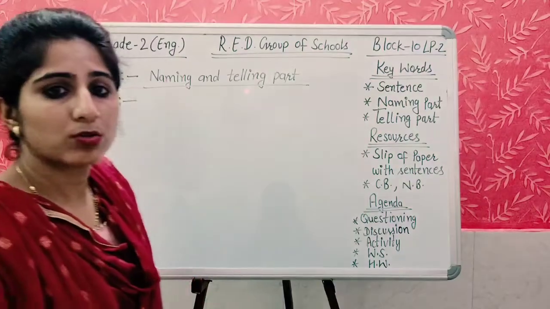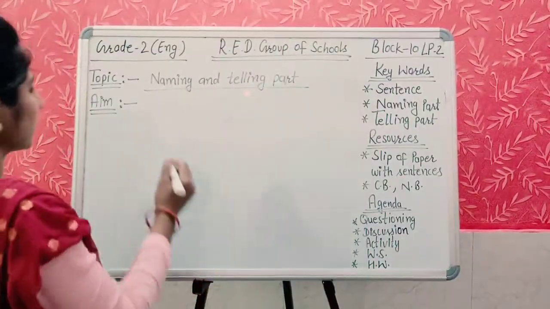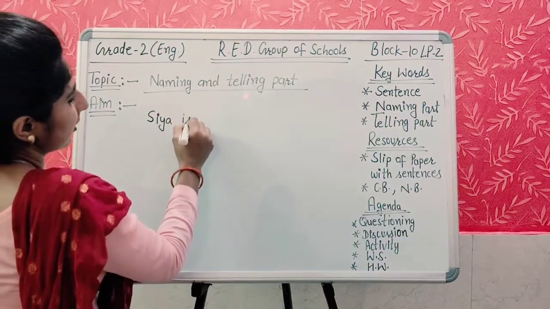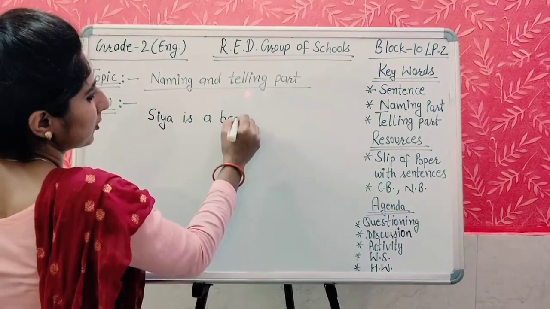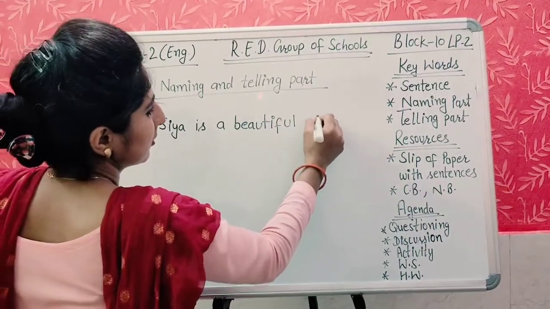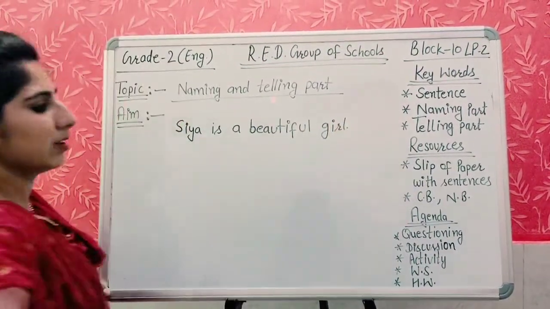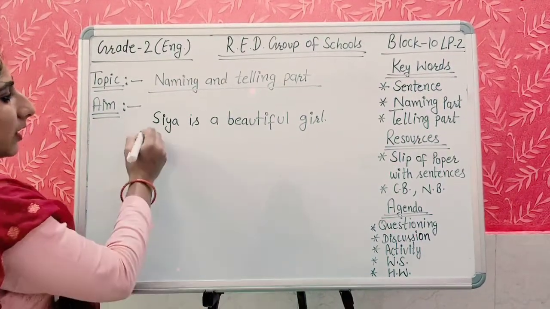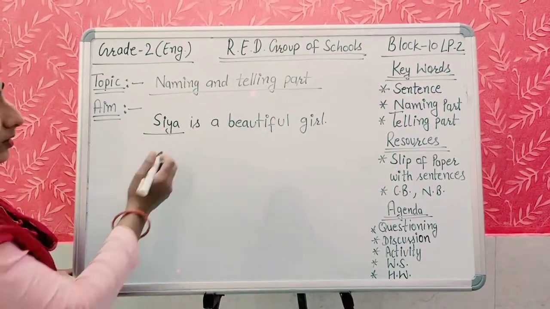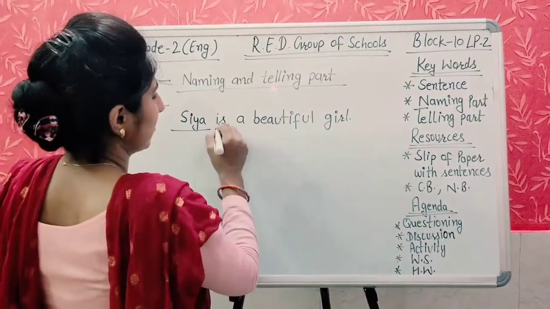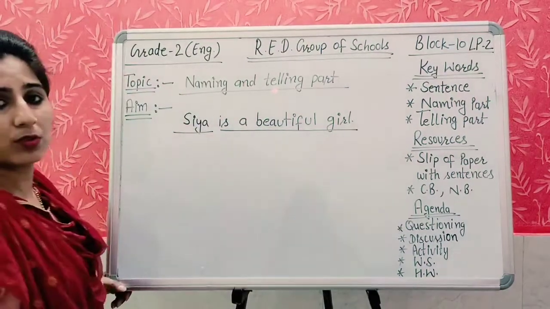Now students, I am going to write a sentence on the board. Look at this. Sia is a beautiful girl. What is the naming word in this sentence? Right, Sia. So this is the naming part of this sentence. Is a beautiful girl.